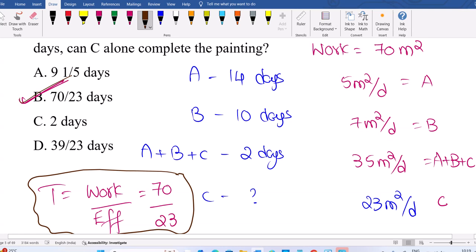Time is work by efficiency. Work is, we are assuming, 70 meter square. They have not given it in the question, I agree. We assumed work is 70 meter square. Efficiency here is 23, which we got from this. So we can map it, and this is 70 by 23. So this is the time taken. Now we'll go for one more method to handle this.